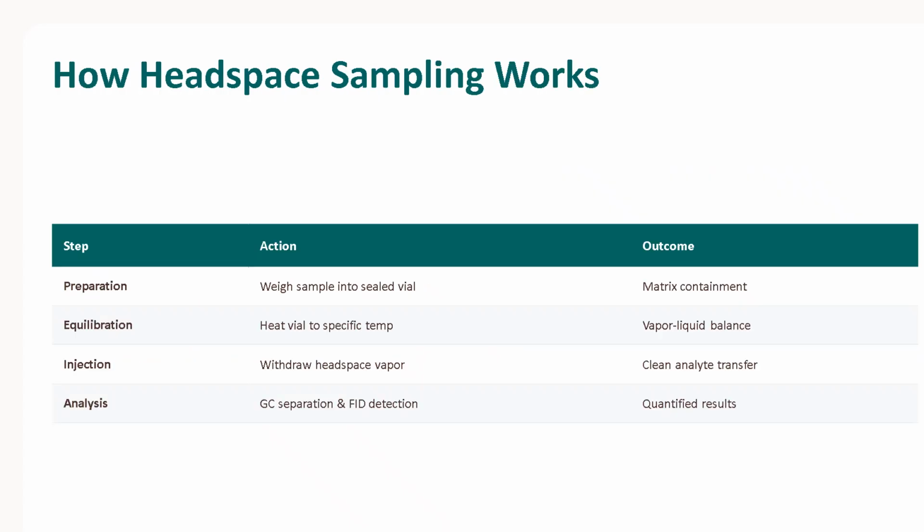Let's walk through the process step by step. First, preparation. We weigh the sample into a sealed vial. This keeps the matrix contained. Next, equilibration. We heat the vial, so volatile compounds move into the vapor phase and reach balance. Then injection. The autosampler withdraws only the headspace vapor, not the liquid or solid. Finally, analysis. The GC separates compounds, and the FID detects and quantifies them. Each step is simple, but together they create highly reproducible results.